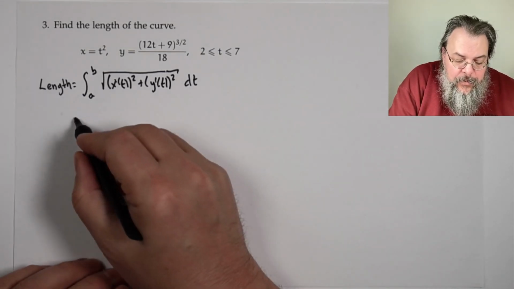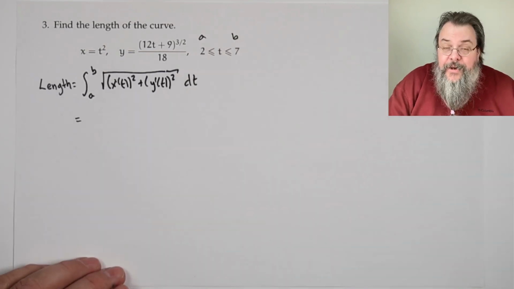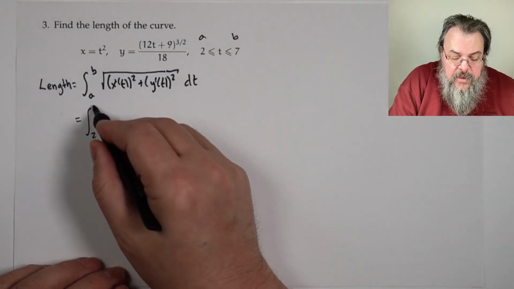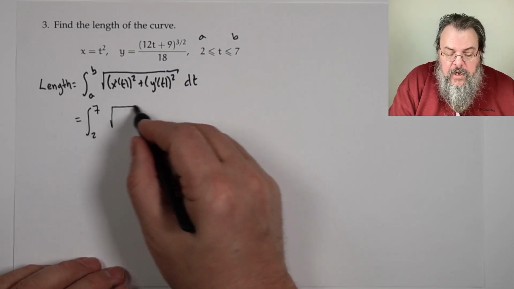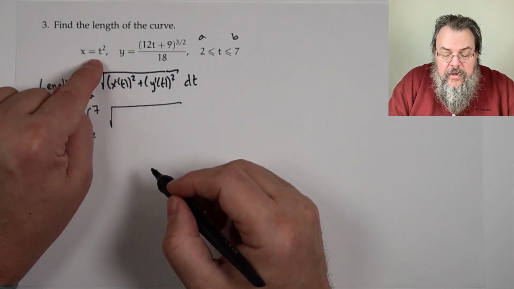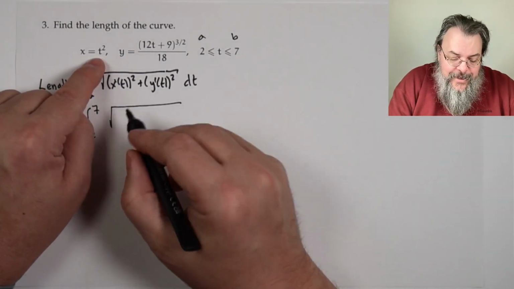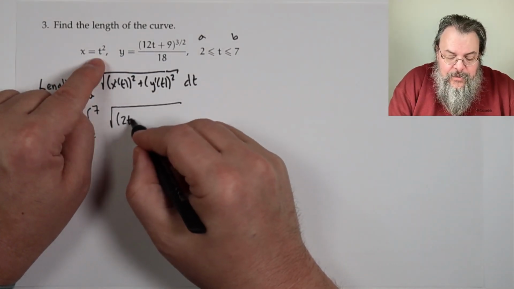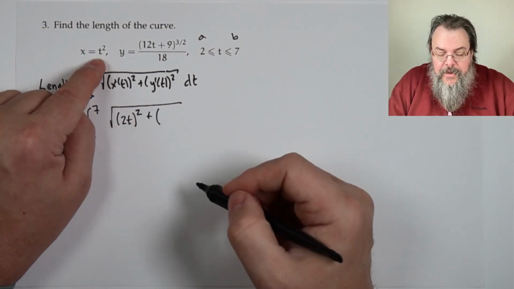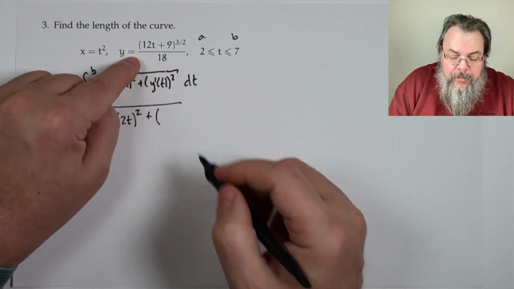So we just apply it. And we say, okay, where do we go from? A to B. Well, A to B, 2 to 7. Add up from 2 up to 7. Square root of. Now take the derivatives. And don't rush. Make sure you get these right. Derivative of t squared, 2t. 2t or not 2t? That is the question. No, it's 2t. Plus, okay, derivative of y prime.